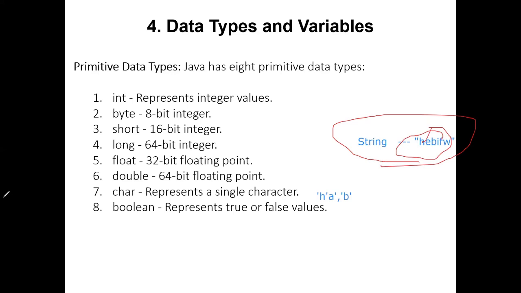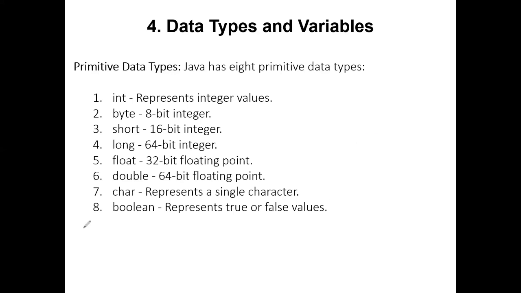The string is also a non-primitive data type, and it is from the Java library, but it is non-primitive. We use it by creating an object. I will tell you what an object is in further classes. No worries about that.